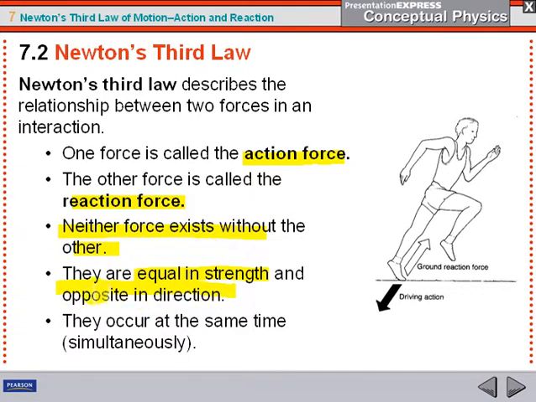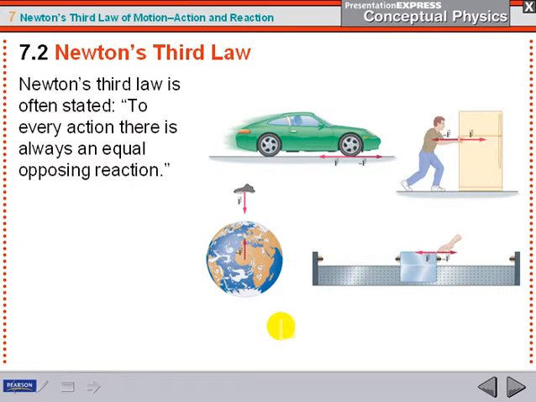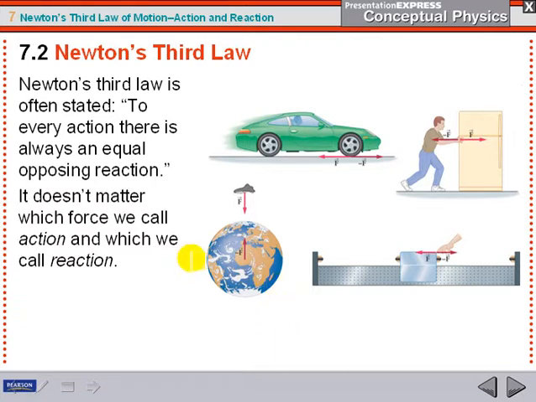And another thing is that they occur at the same time. So often you'll hear Newton's third law as: to every action there is an equal and opposite reaction. And in our case, it doesn't matter which we call the action force and which we call the reaction force, because they both exist together. Let's look at a couple of examples.